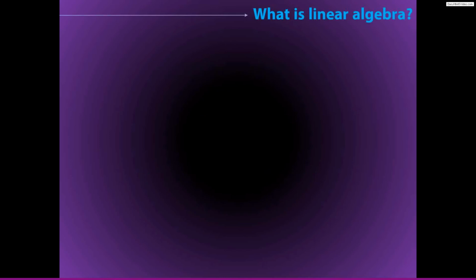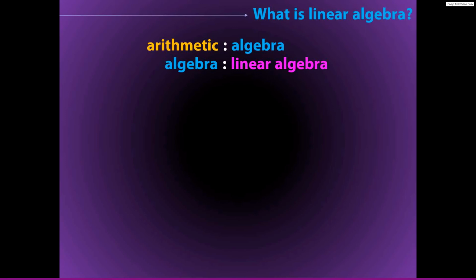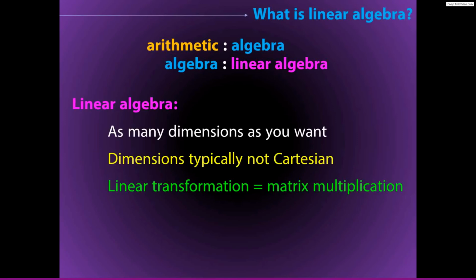So what is linear algebra? It's useful to think about an analogy. If you go from arithmetic to algebra, arithmetic would be like 2 plus 3 equals 5, and algebra would be 2 plus x equals 5, and then you solve for x. In the same way that arithmetic is to algebra, you can think of algebra as being to linear algebra. So linear algebra is much more open. It's much more multidimensional and more flexible.